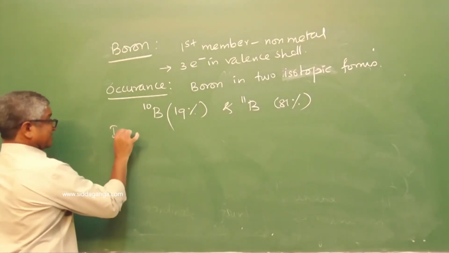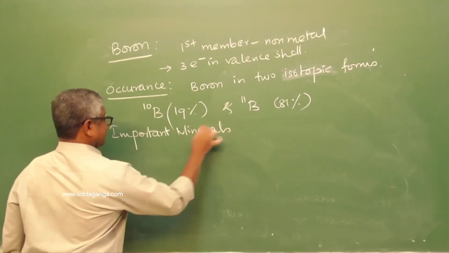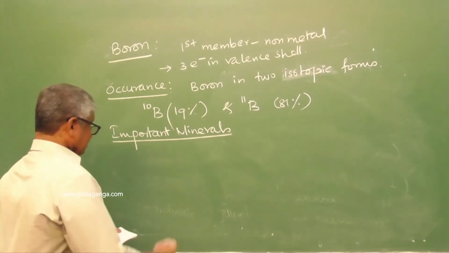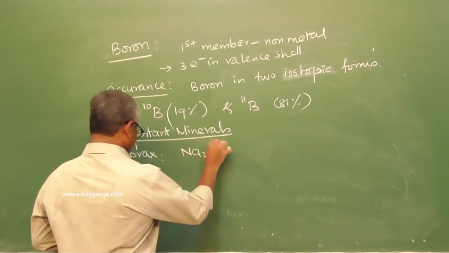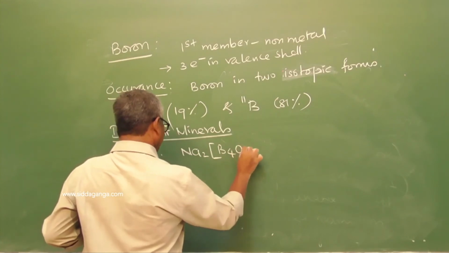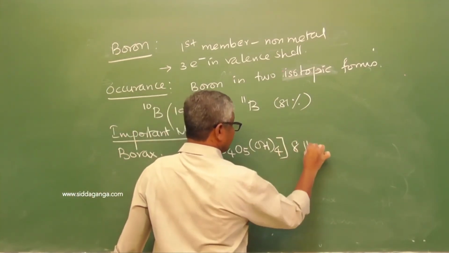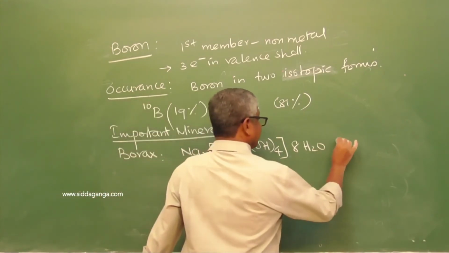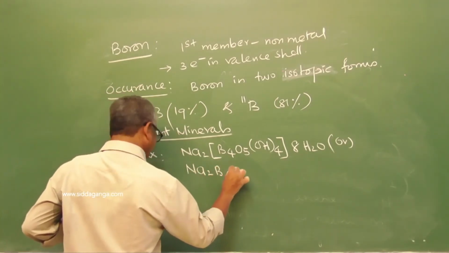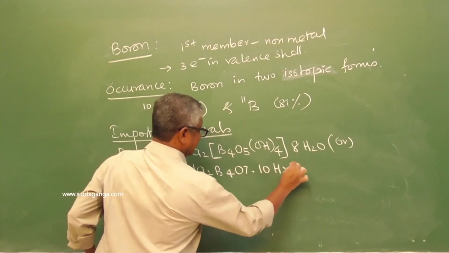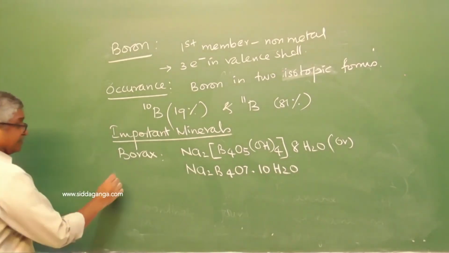The important minerals are borates. Formula: Na2B4O5(OH)4 with 8H2O. The same formula can be written as Na2B4O7 with decahydrate.